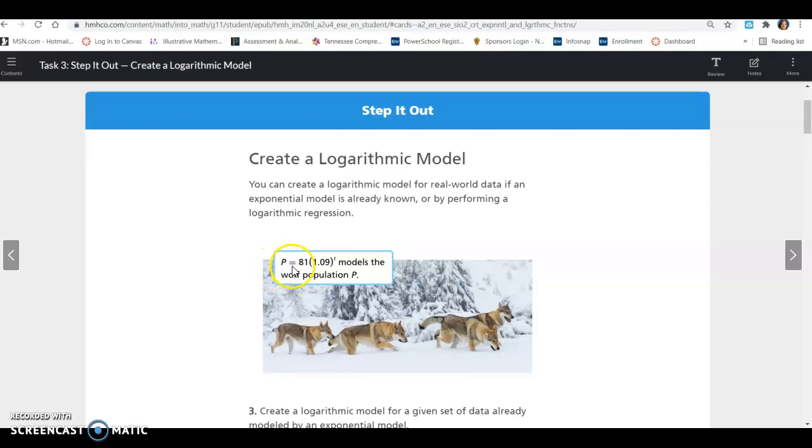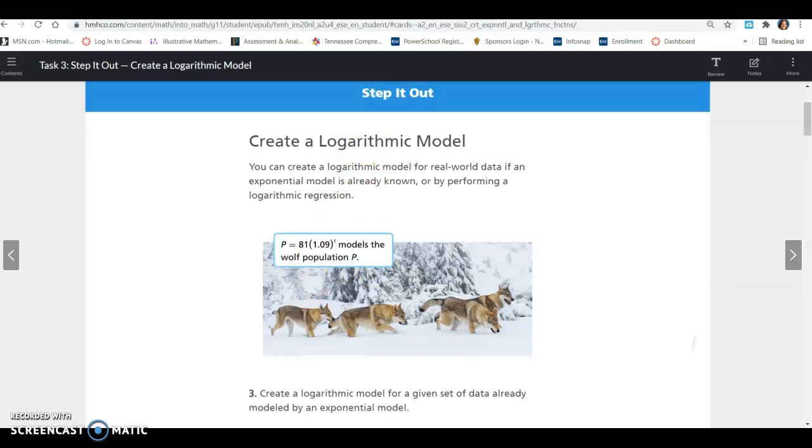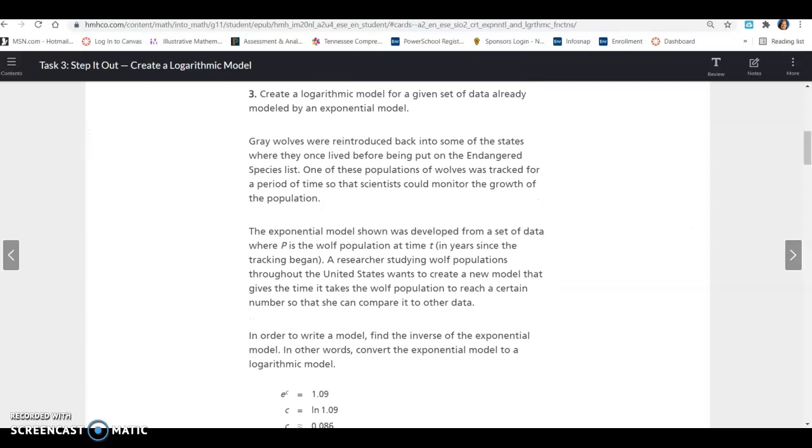It says P equals 81 times 1.09 to the t power models the wolf population. So this is an exponential model. And remember, a logarithmic model is the inverse of an exponential model. So we're going to skip through.